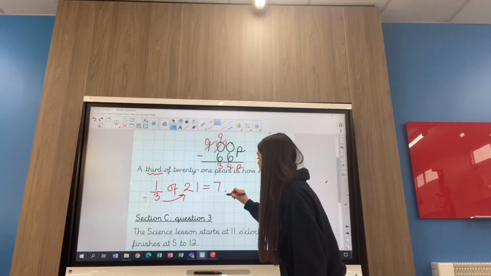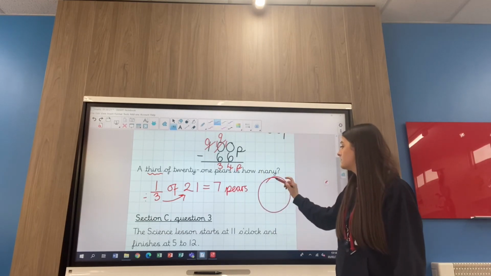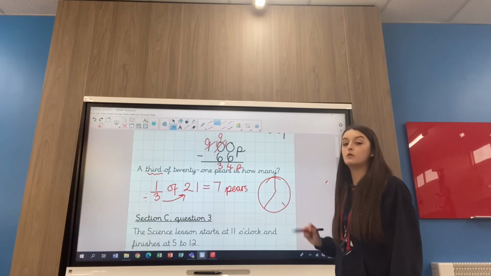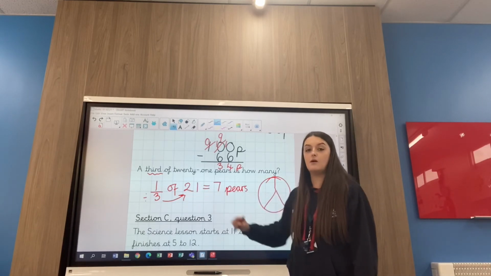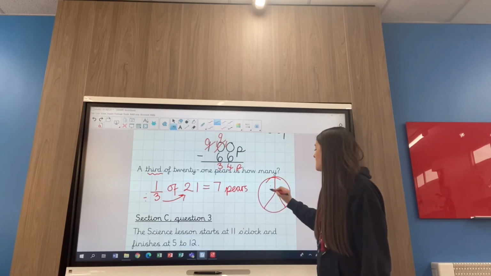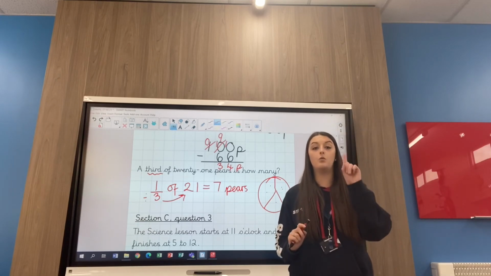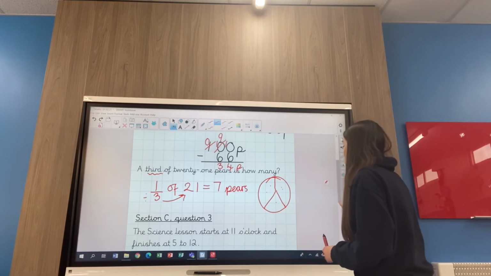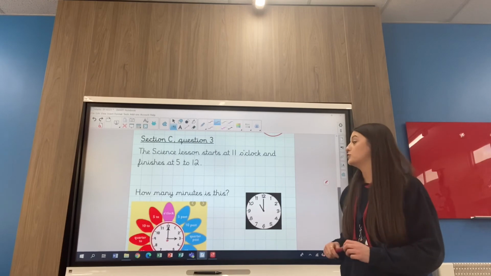Now, if you're struggling to count in your 3's, remember a fraction is part of a whole. So there's my whole pizza. I'm going to split it into those 3 equal groups, and I can share my 21 pairs out equally between those 3 groups, and you just need to count how many pairs you've got in one of those sections. Okay.